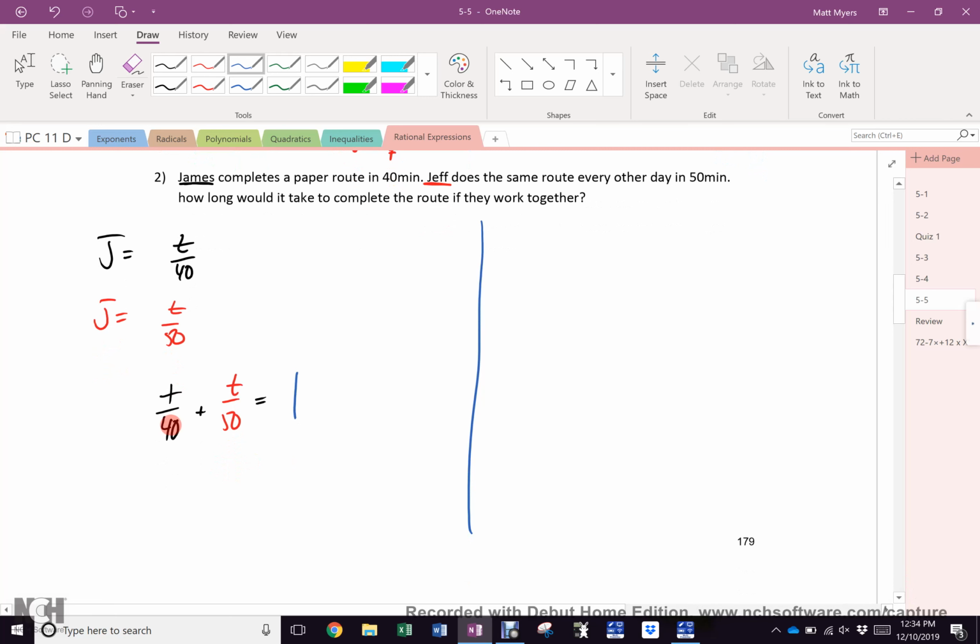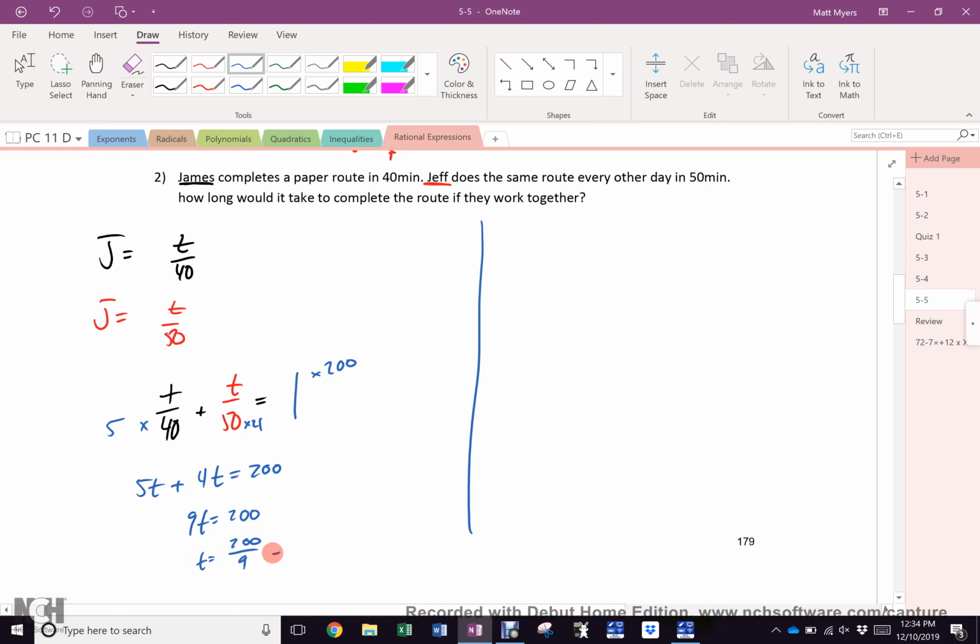So what do I need here? Times what? 5. It's only 200. What do I need here? Pardon? 4. So what is this? 5t plus 4t equals what? No. I need a common denominator. I've got it. I have to multiply that by 200. So 9t equals what? 200. So what does t equal?